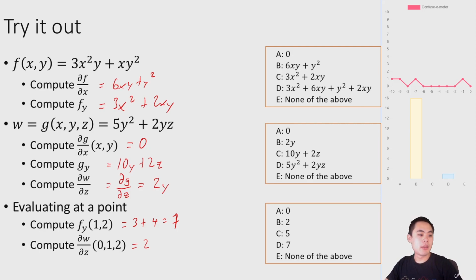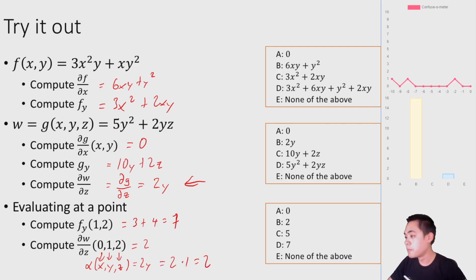Okay. So can you re-explain the last one? I didn't understand. Yes, I can. So we had this equation here, right? So this is del w by del z. So this here is some function. I'm going to call it alpha of x, y, z is equal to 2y. Okay? And then you're plugging in 0 for x, 1 for y, and 2 for z. But of course, you don't have any x or z, and so that's just equal to 2 times 1, which is equal to 2.